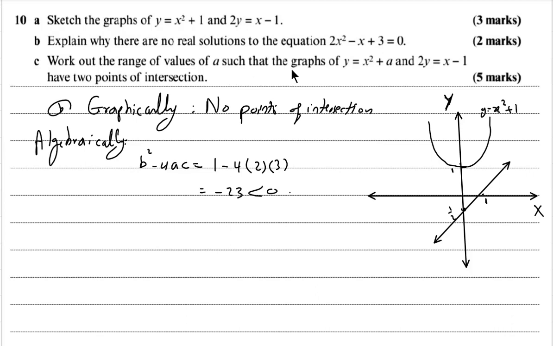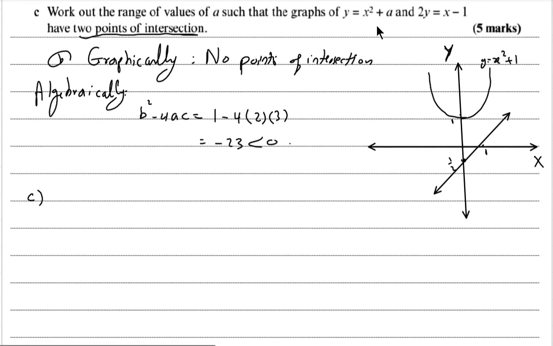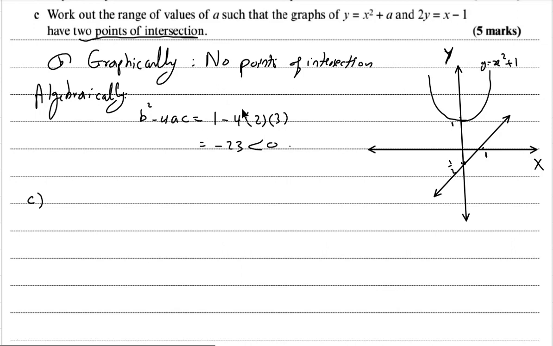C, work out the range of values of a such that the graphs of y equals x squared plus a and 2y equals x minus 1 have 2 points of intersection. Very good. 2 points of intersection means that the discriminant b squared minus 4ac should be positive, right? So we will solve them simultaneously and apply this idea. 2y means double y. Here's 2x squared plus 2a, 2x squared plus 2a equals x minus 1. Rearrange it to be 2x squared minus x and then plus 2a plus 1 equals 0.